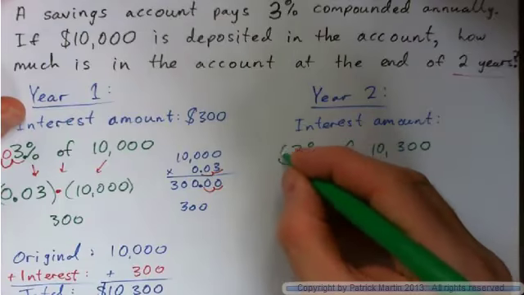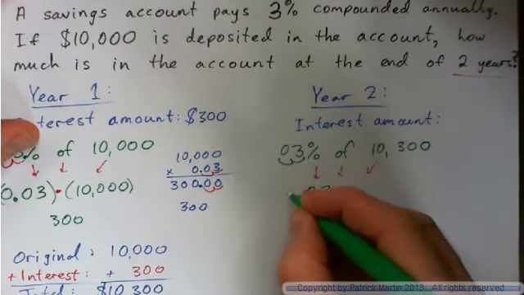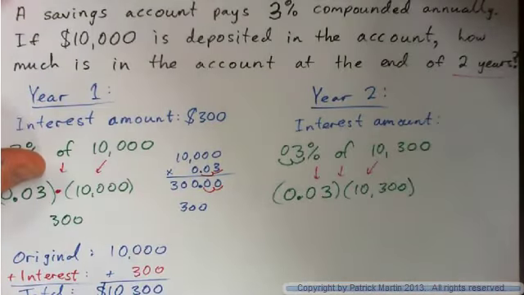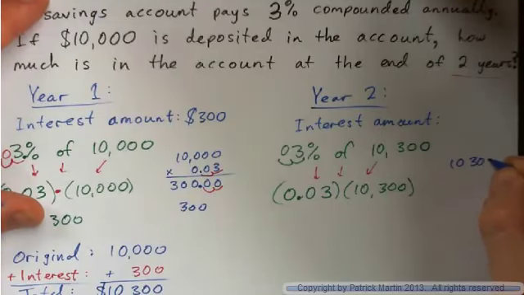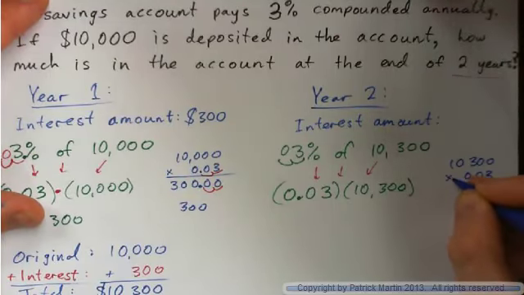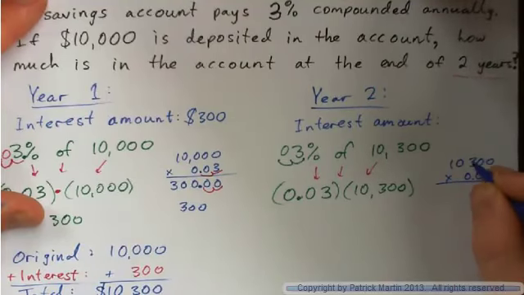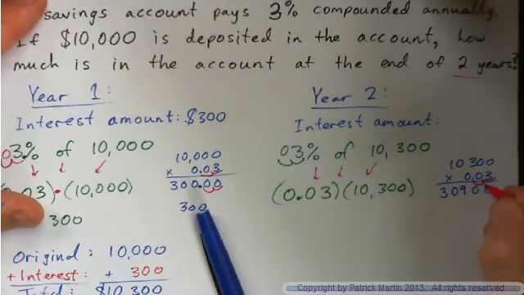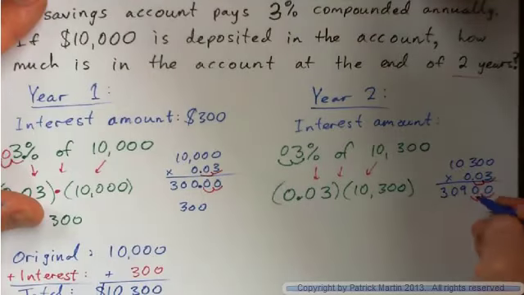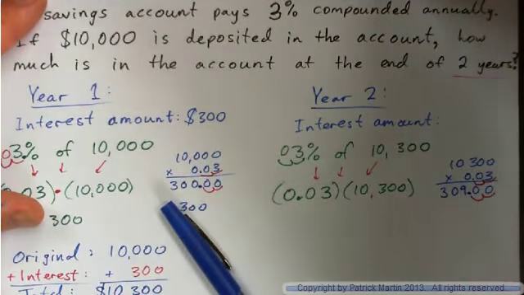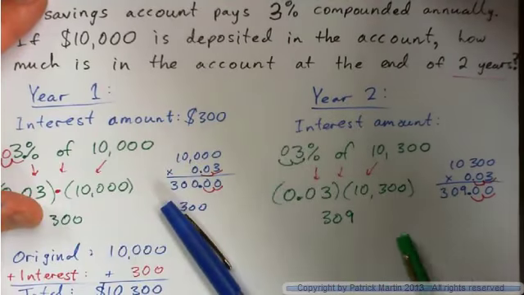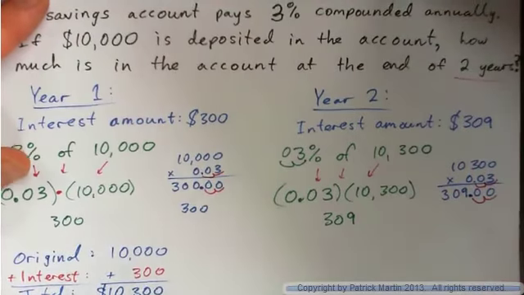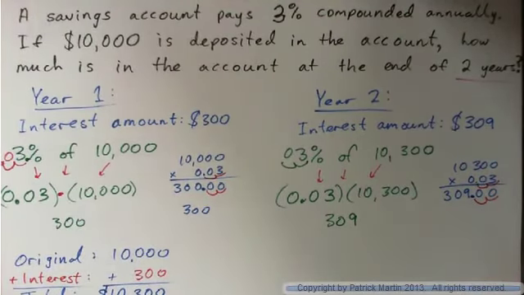3% as a decimal once again is 0.03. We've got to multiply that by 10,300. Okay, let's do that. 300, 3 times 3 is 9, 300, 3 times 1 is 3. 2 decimal places in the question, so 2 in the answer. 309.00, which makes 309. So the interest amount in year 2 is $309.